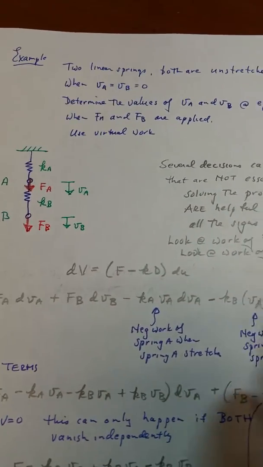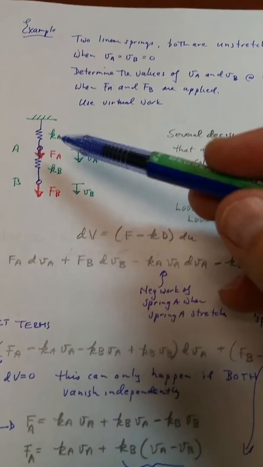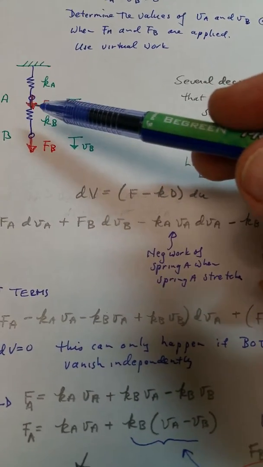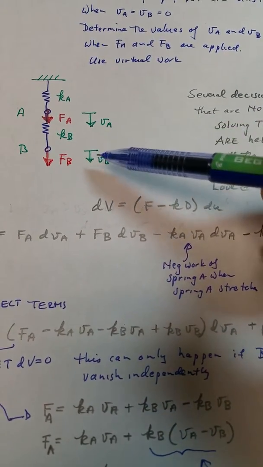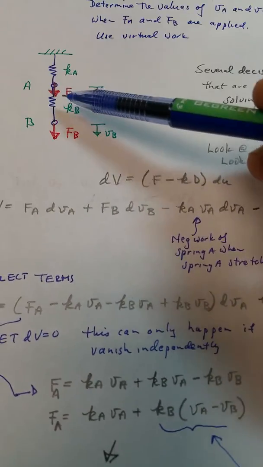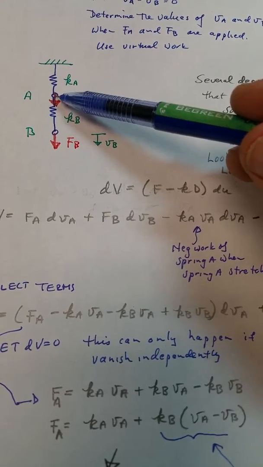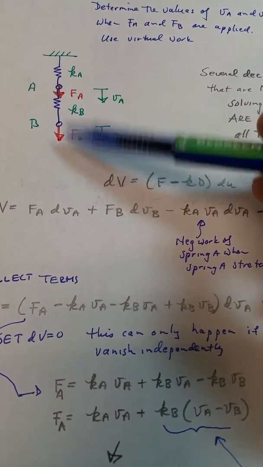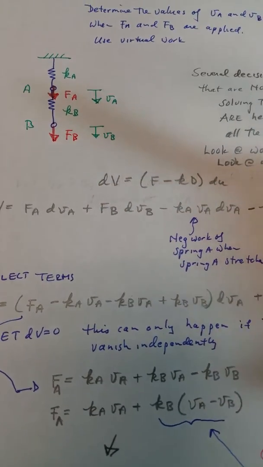So we got a pretty cool example here. We have two springs. They're in series. They're both unstretched when VA and VB are equal to 0. And then we're going to hit point A with the force FA and point B with the force FB. They're all downward, so this is an axial problem.